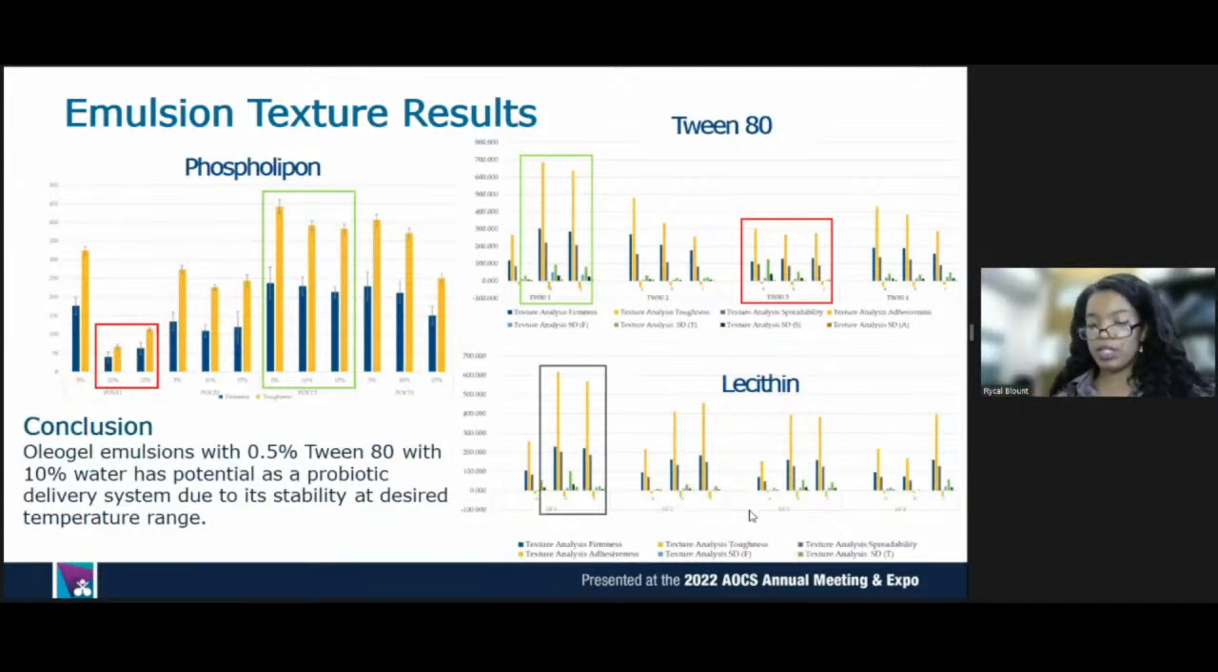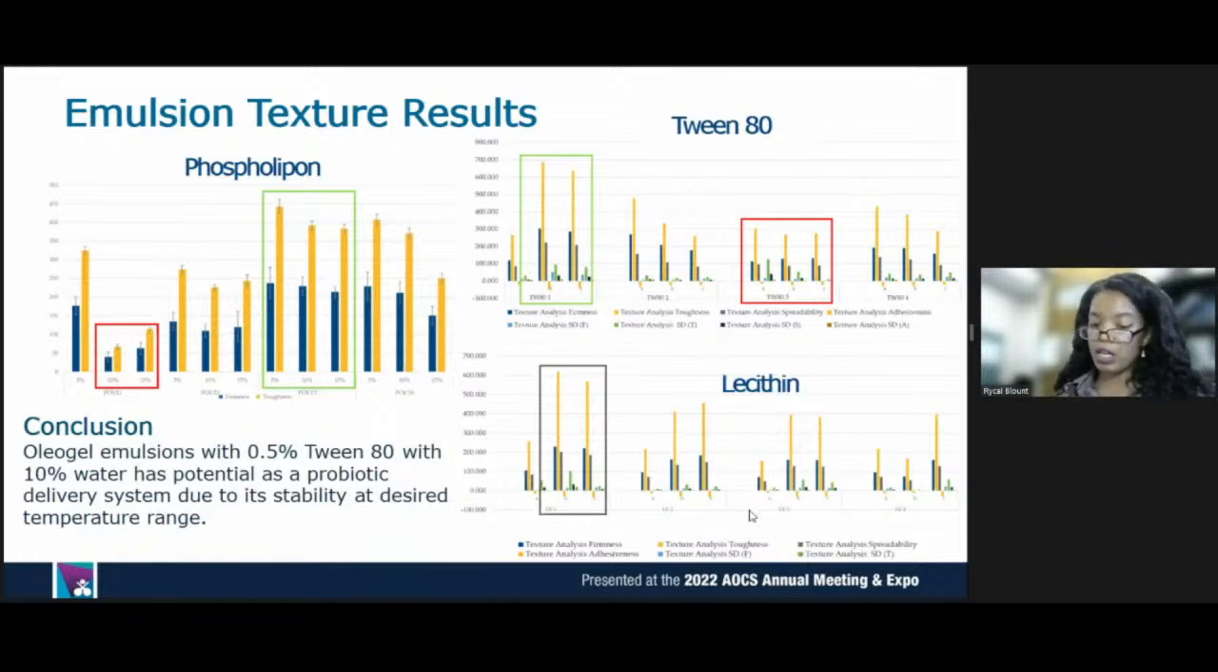This next slide represents the emulsion texture analysis. So the phospholipon emulsion that you see on the left-hand side at 1.5% phospholipon, as indicated by the green box, has the greatest consistent toughness and firmness out of the phospholipon sample set. The increase in water content from 5 to 15% increased the phase separation within the sample, leading to reduced stability. This is apparent with the emulsion at 0.5% in the red box, which had the least firmness and toughness and increased phase separation, particularly at the 10 and 15% water percentages.